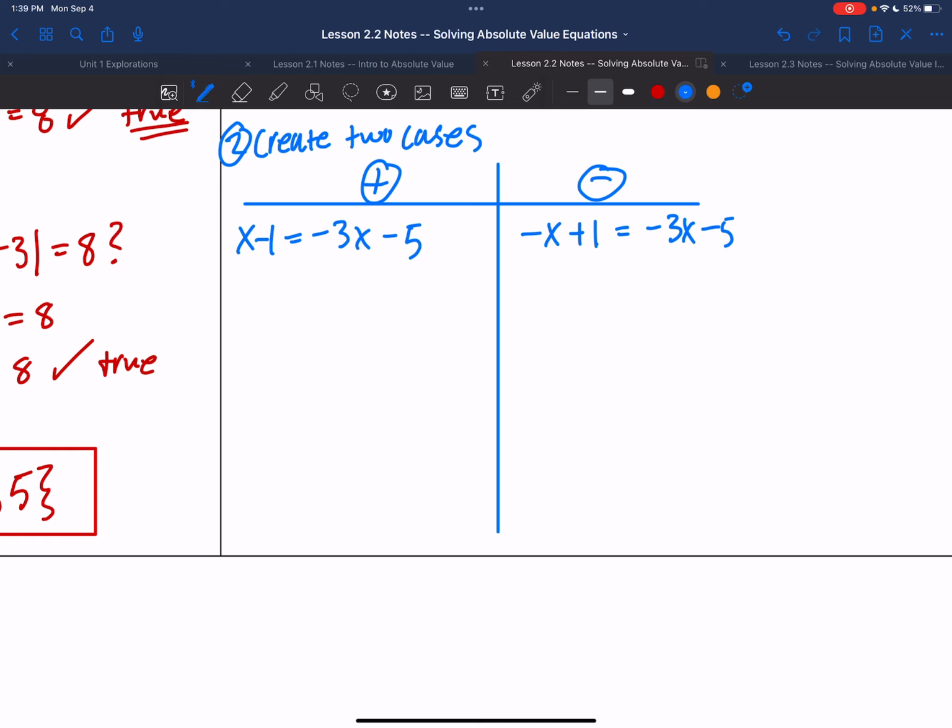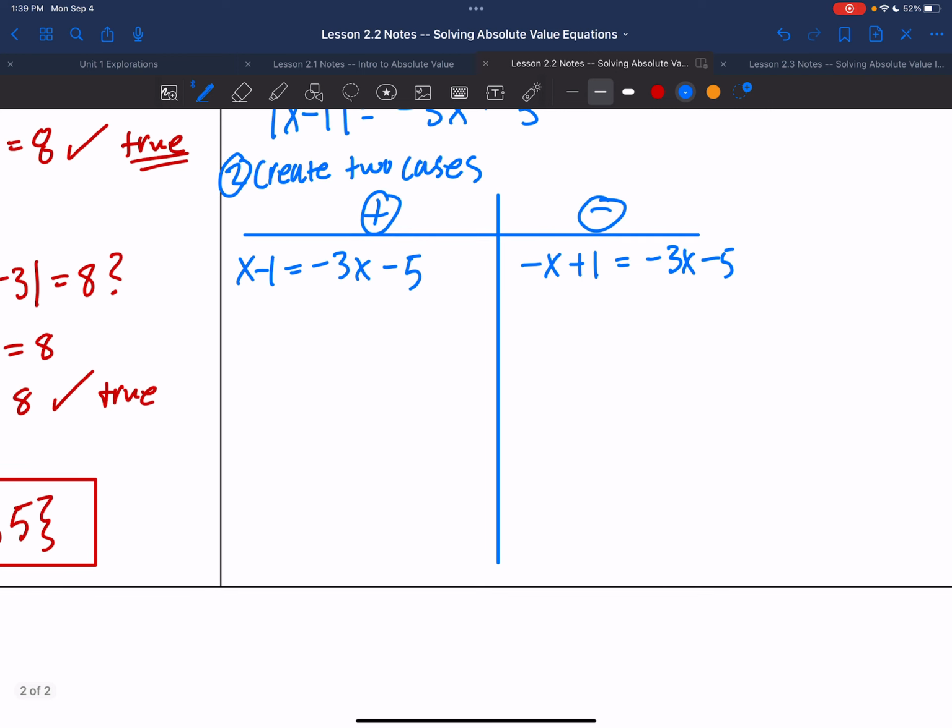Not true. Don't do that. Be careful. Now, let's solve for x. So on the right-hand side, I think I'll add 3x to both sides. That way these cancel out, and I'll add 1 to both sides so that the constant on the left side cancels out. So I get x plus 3x is 4x, and negative 5 plus 1 is negative 4. I'll divide both sides by 4, and I get x equals negative 1.